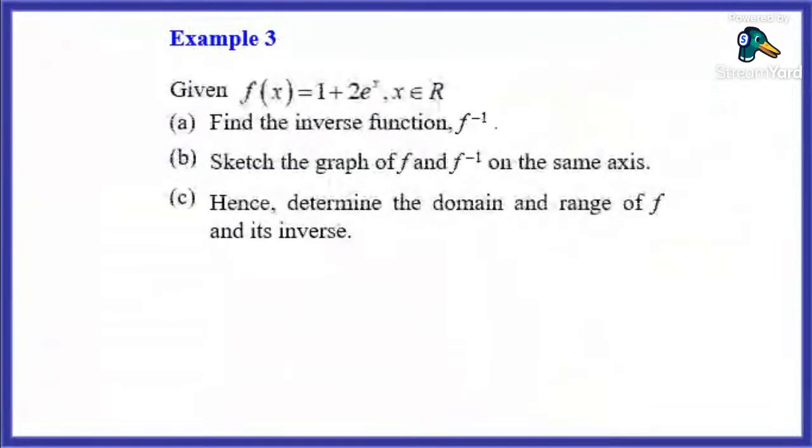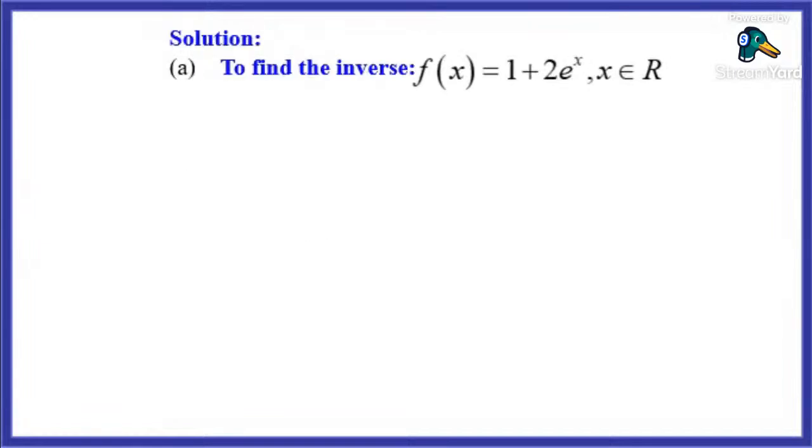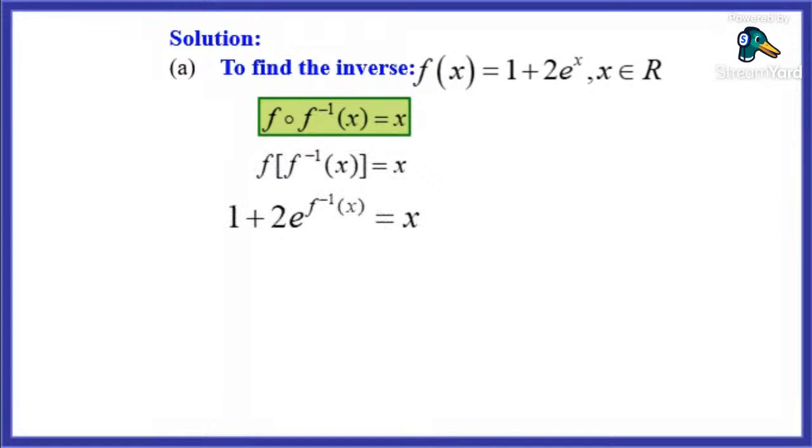Example 3. Given f(x) is equal to 1 plus 2e to the power of x, and x is a real number, of course, because the domain of the exponential must be negative infinity to infinity. Find the inverse function. So find the inverse, sketch the graph of both, and hence determine the domain and range for f and its inverse. So the same steps: to find f inverse, we use the property f of f inverse x equal to x. And then substitute x in f(x) with f inverse.